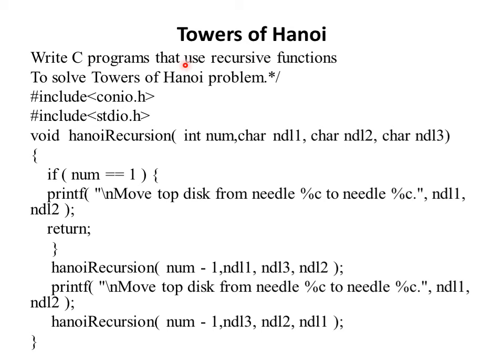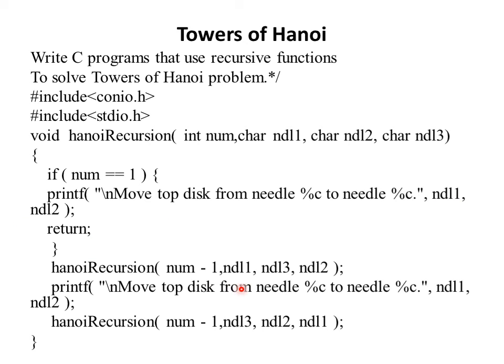Now you can see the program here, to solve Tower of Hanoi. Here I am taking int n as an integer variable, and ndl1, ndl2 and ndl3, these are the 3 poles, as characters. If n equals 1, that means only one disk is there, so directly I can move from A to C.